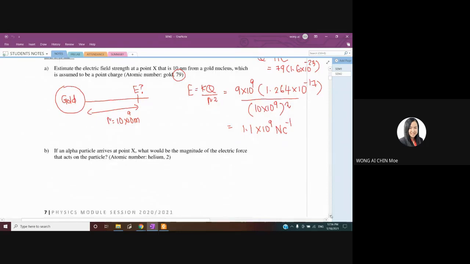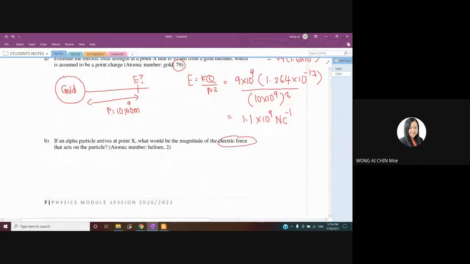Okay, they will ask you to find the electric force. Since we know that E is equal to force per unit test charge, we can rearrange to F equals EQ, where Q is the test charge to nucleus. And again, if you want to find the charge, you must use the number of nucleus times charge.